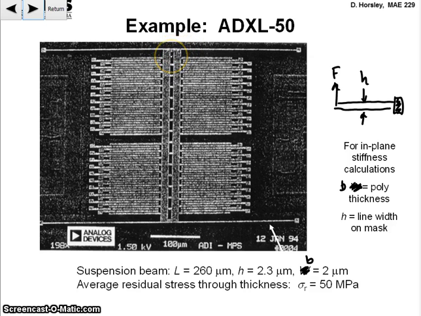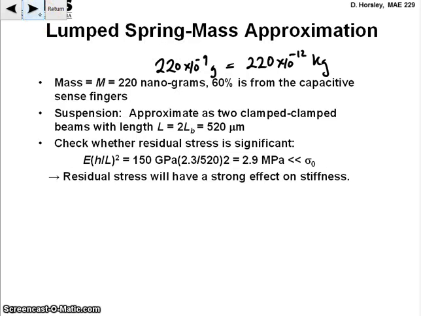We're just going to treat this as one continuous beam. So each beam is 520 microns long, and let's calculate what the spring constant should be. First thing is to see whether the residual stress is significant. So I said what I was going to do is compare sigma naught to E times H over L squared, and so that is just like it says above.